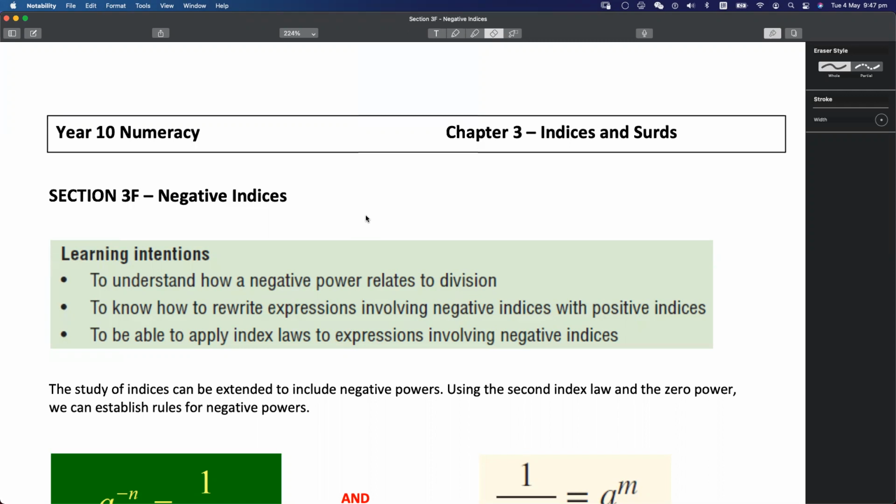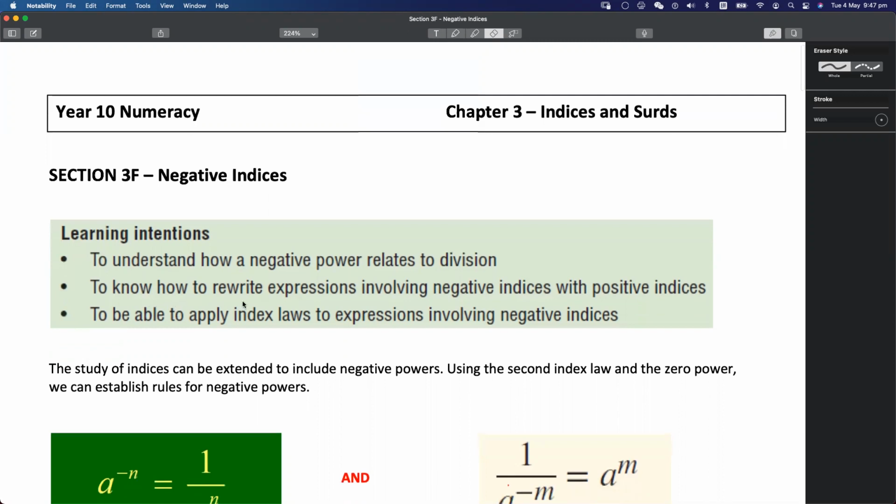Let's take a look at the learning intentions first. Our first learning intention is to understand how a negative power relates to division. Second, to know how to rewrite expressions involving negative indices with positive indices. And lastly, to be able to apply index laws to expressions involving negative indices.